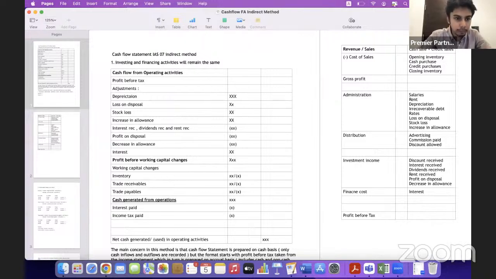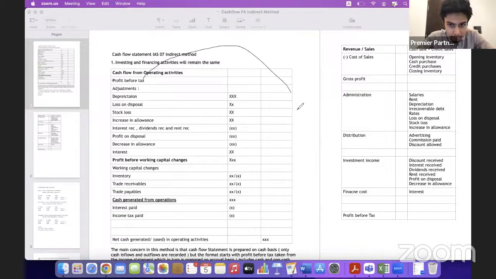Right. Now, remember, our indirect method starts off with something called profit before tax. Okay, the indirect method always, guys, starting point is this profit before tax. Now, to arrive at profit before tax, the business has to prepare an income statement. Okay, from that's where now, guys, we get profit before tax. Profit before tax, we get it from the income statement.